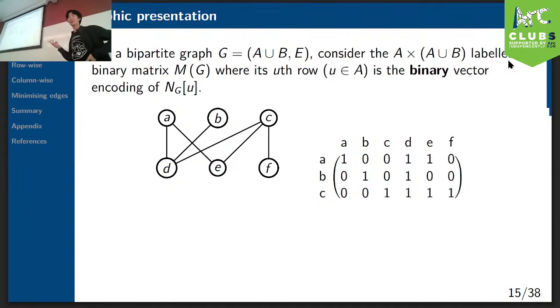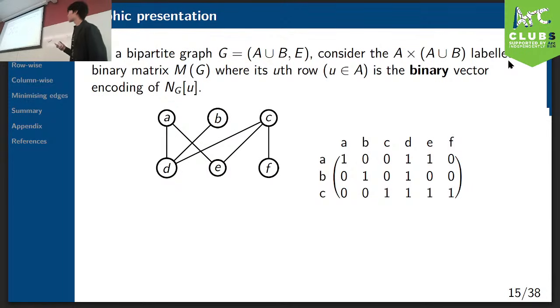For a bipartite graph, we call this matrix the graphic presentation of it. It has rows and columns labeled by the vertices of the graph. Usually they're just labeled row 1, row 2, row 3, but we're going to call this row A and column A and so on. The rows are labeled with the vertices from one partition, in this case the top partition, and the columns are labeled by all the vertices. The actual values are going to be the closed neighborhood.